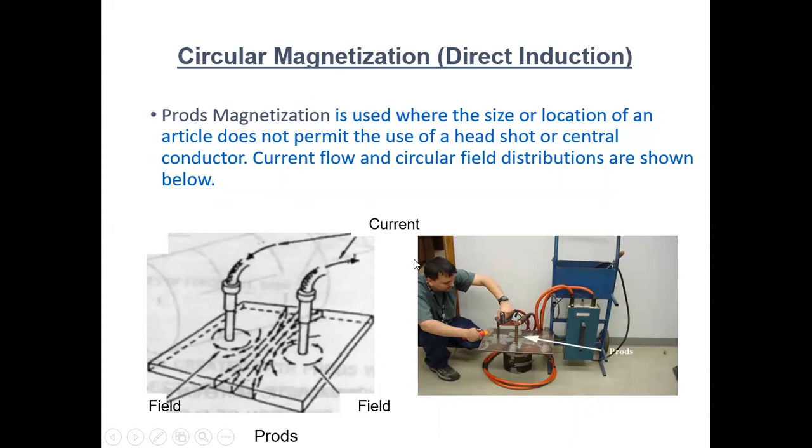Prod magnetization is used where the size or location of an article does not permit the use of headshot and center conductor, with current flow and circular field distribution as shown below. For example, if we have a small shaft, then we can do headshot and coil shot, no doubt. But suppose we have a plate that we can't locate on the bench type machine. Here we use prods. Some big castings are very difficult to load on the bench type machine for headshot and coil shot, so in that case we can also use the prod method for big castings.